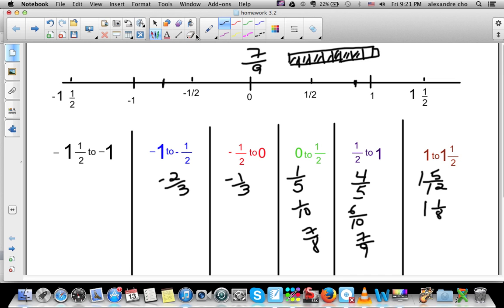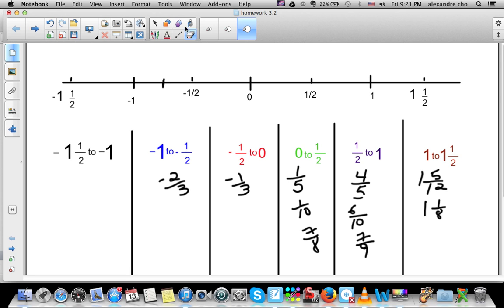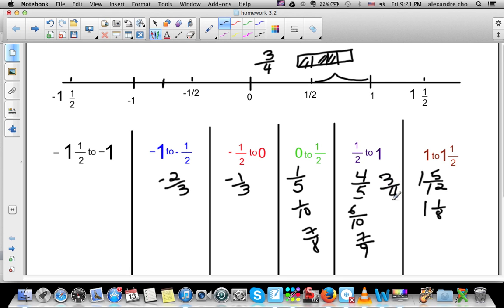3/4. Okay, 3/4 once again. If I want to draw this, here's your chocolate bar. 1, 2, 3, 4. And you take 3 pieces. You can obviously tell here that it's more than half, but still less than 1. So it's somewhere in this section. So I'm going to write 3/4.